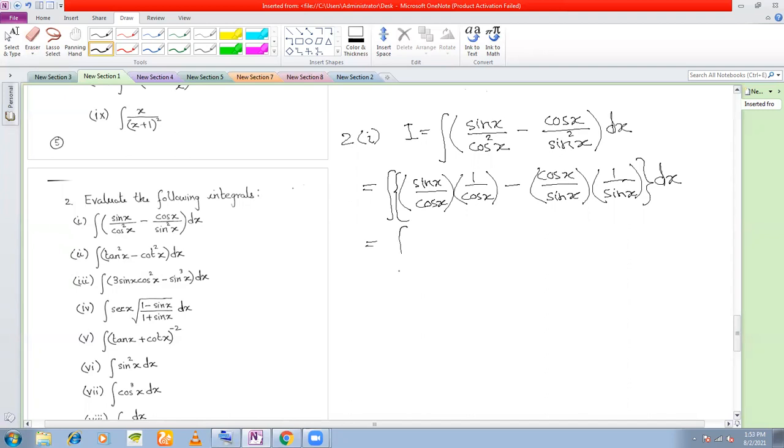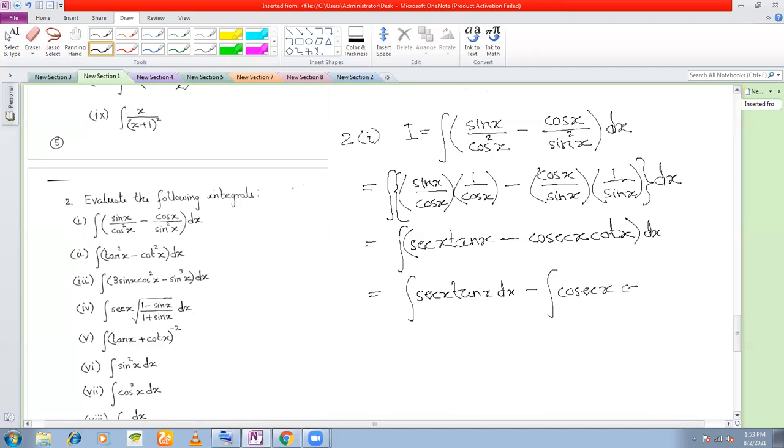So this becomes sine by cos becomes tan and 1 by cos becomes sec. So sec x tan x dx, or let's write it first here, minus, and here it becomes cos x by sin x is cot and 1 by sin is cosec x. So cosec x cot x. Right? Now you separate. This becomes integral sec x tan x dx minus integral cosec x cot x dx.